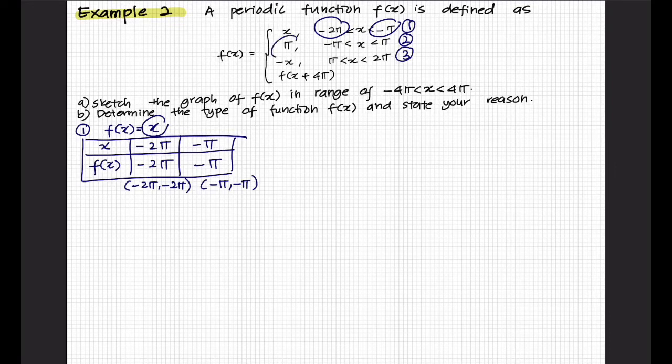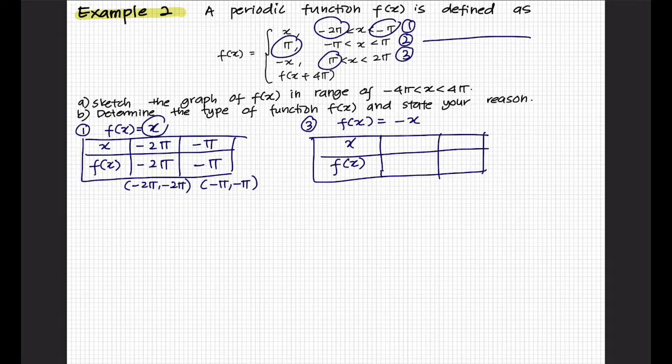For second function, f(x) equal to pi. Okay, just draw the horizontal line. f(x) equal to pi. For function 3, f(x) equal to negative x. So we have x from pi until 2 pi, and f(x) is negative x. So the starting point for this graph is pi, negative pi, and the ending is 2 pi, negative 2 pi.